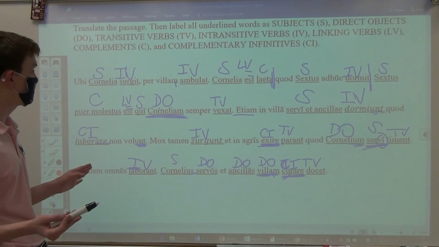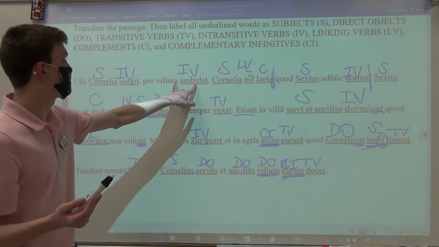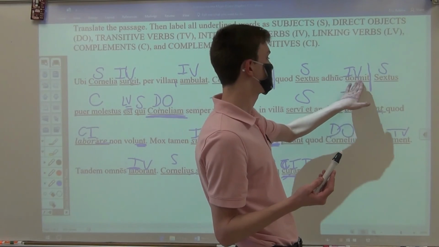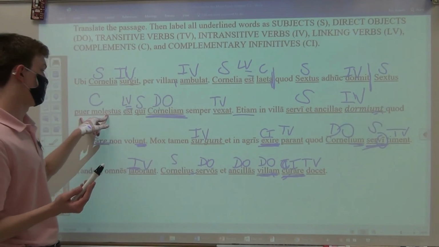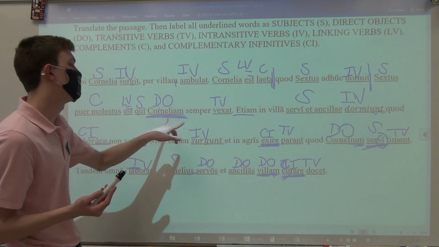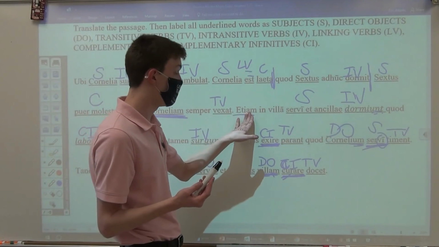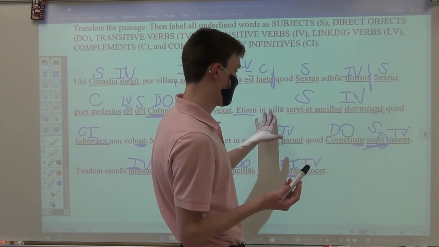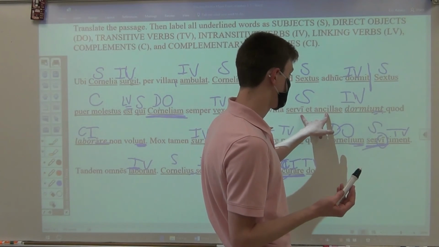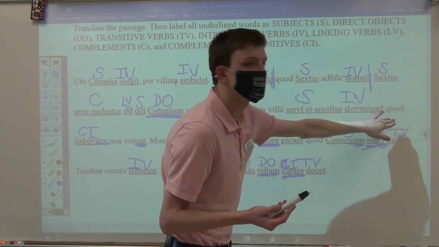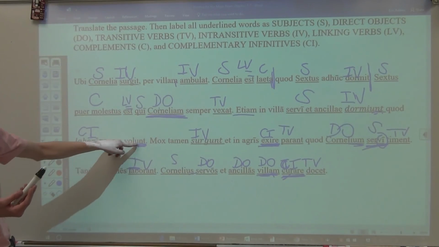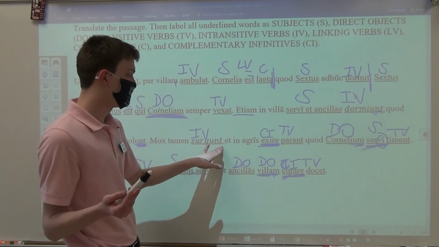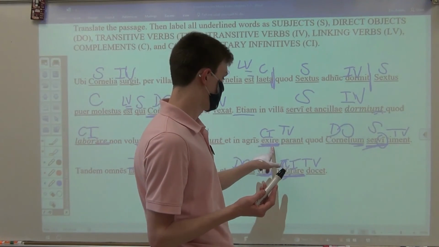So let me just run through that one more time. When Cornelia rises, she walks through the country house. Cornelia is happy because Sextus still sleeps. Sextus is an annoying boy who annoys Cornelia always. Also, in that country house, the slaves and the slave ladies sleep because they do not want to work. Soon, however, they rise, and in the fields, they prepare to go.